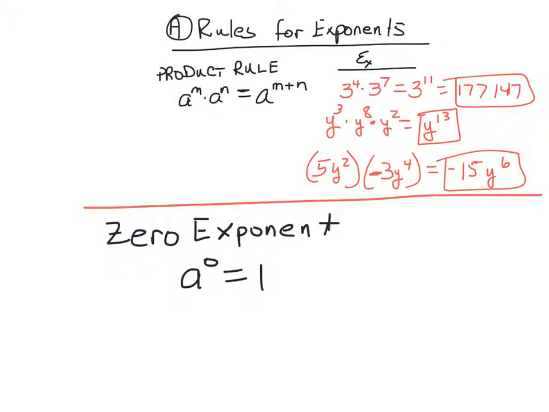Plain variables to the 0 power is equal to 1. If there's no exponent written, then the exponent's assumed to be 1. So like a would be a to the 1st. So that wouldn't equal 1.